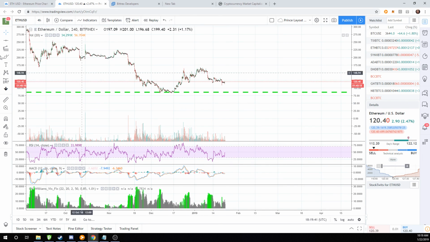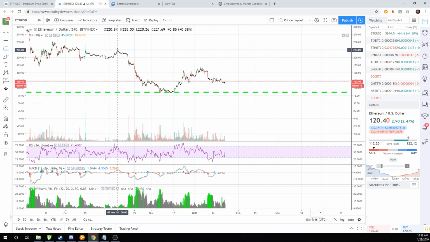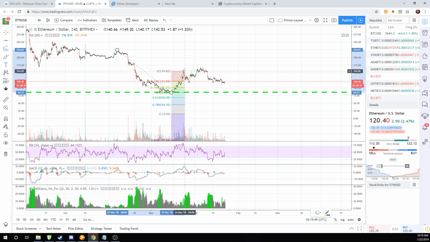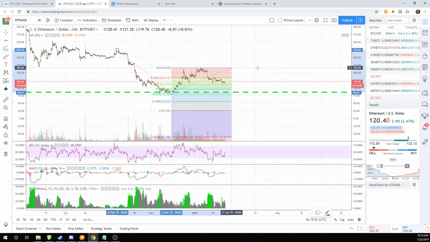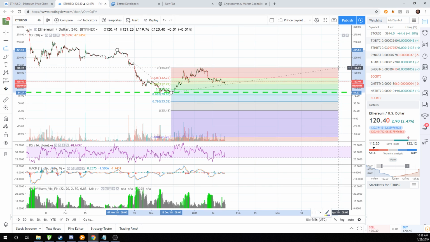What we can do is we can take our trend-based extension, take the most recent high to the most recent low, take it up to the most recent trend high, extend it on across. Time to make a plan.